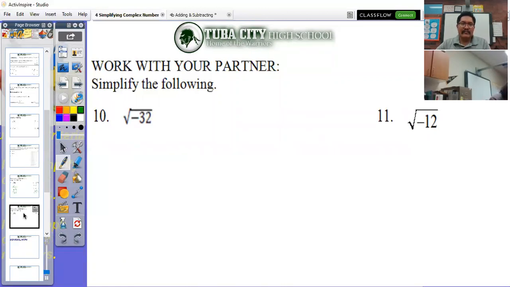Now, as you're writing these down, you might notice that some of them are not perfect squares. Like on the last slide, we had 64, which is a square number, and we had 100, which is a square number, but 32 is not a square number. There are no two numbers that are the same that I can multiply to get 32. So we're gonna have to factor this again.